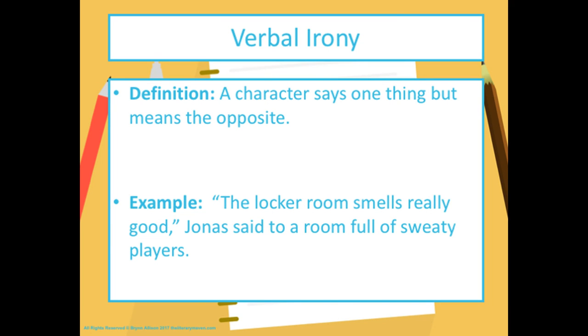Think about it. Do locker rooms smell really good after all the players have come in off the field, after a hard practice or a game? No, they're sweaty, all that body odor. Yuck. So he's saying sarcastically, guys, you really do stink. You don't smell good at all. Despite his sentence saying they smell really good, they really do smell bad. Sarcasm is just one form of verbal irony, and it's usually the most common. So when you think verbal irony, it has to be verbal, and it's usually sarcasm.